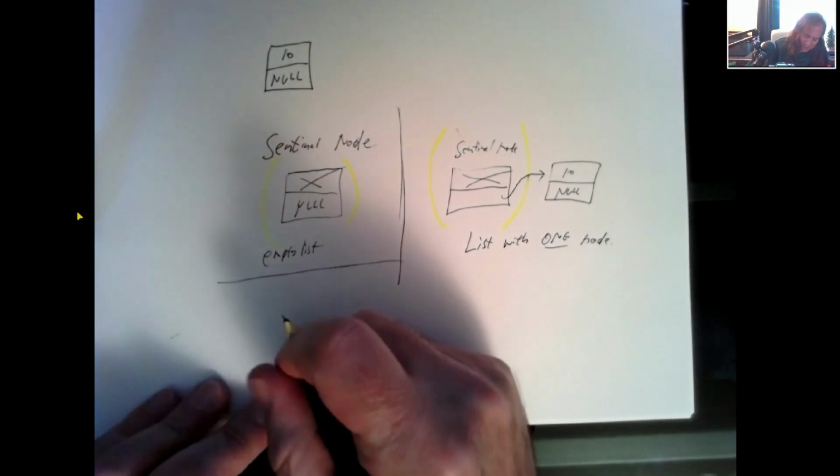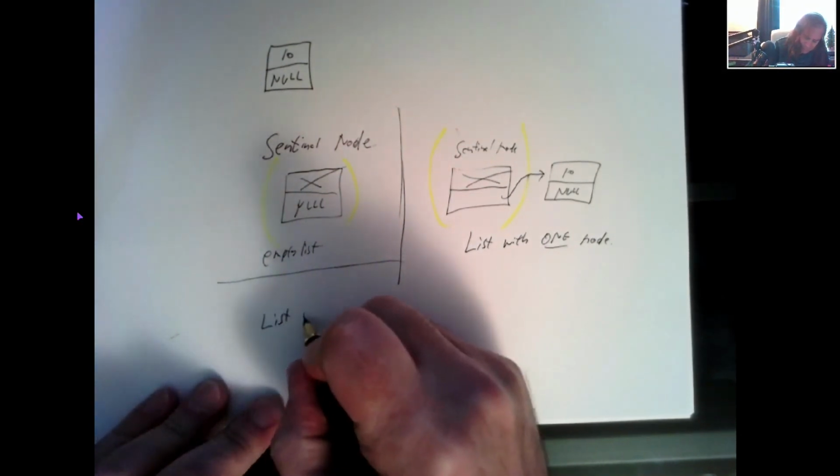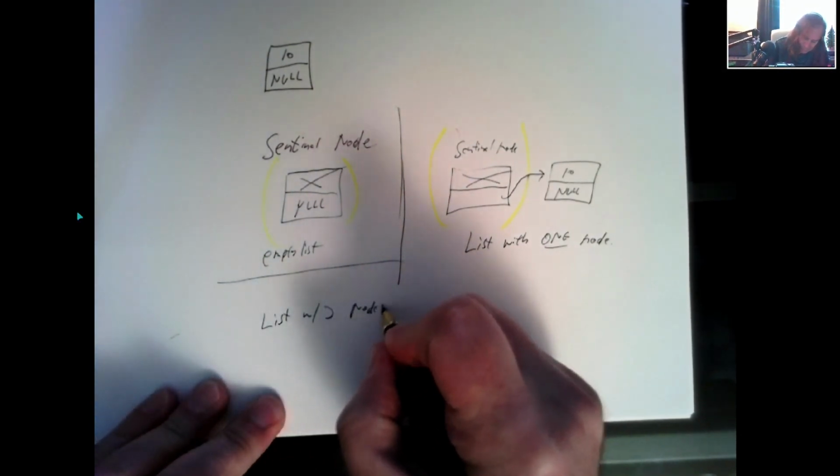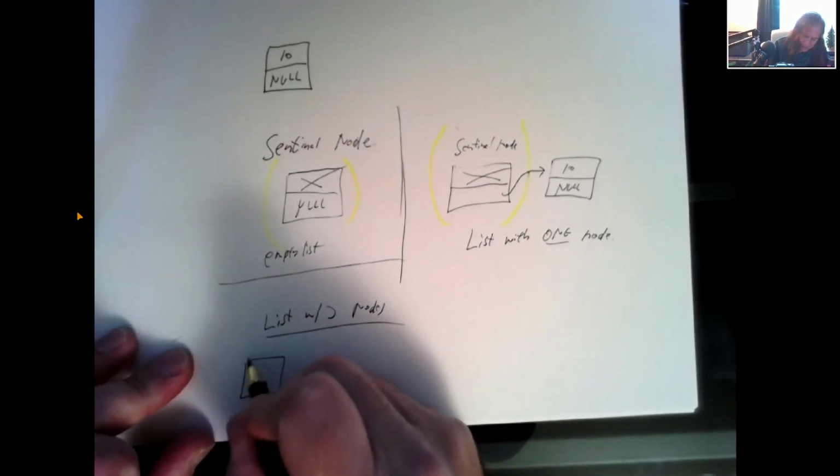So if we have a list with two nodes, it's going to look like this. There's going to be a sentinel.